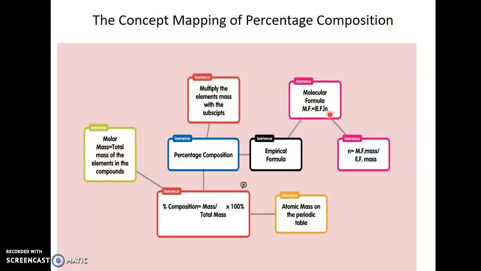Now how do you get your n? Your n is the molecular formula mass divided by the empirical formula mass. Percent composition can also be calculated in this form as mass over total mass times 100%. And we can get our mass by looking at the molar mass of all the compounds. That is total mass. To get the total mass, we can look at the mass of individual elements in that compound. To get our atomic mass, or the mass of the substance, we look at the atomic mass on the periodic table.